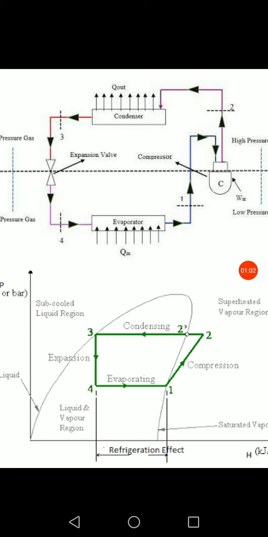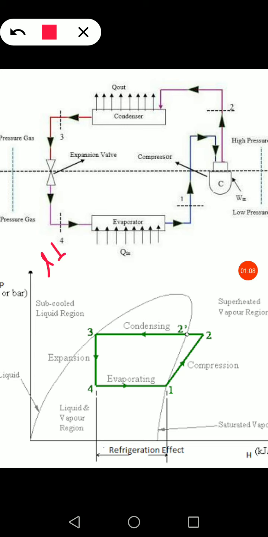Now in the evaporator, the liquid refrigerant or a liquid plus vapor refrigerant will be entering. This is the refrigerant that is leaving the expansion valve and entering the evaporator. So it will extract the heat from the surrounding space, rise its temperature and convert itself into a vapor refrigerant, and then this vapor refrigerant will be supplied to the compressor.